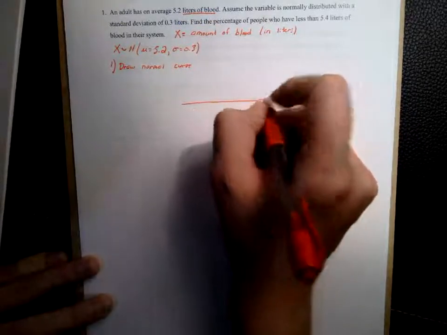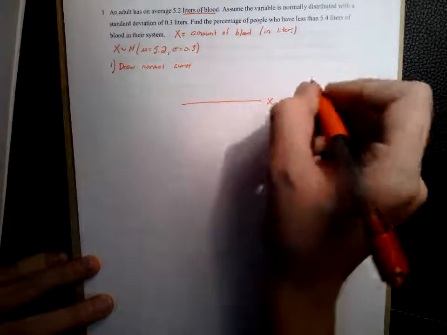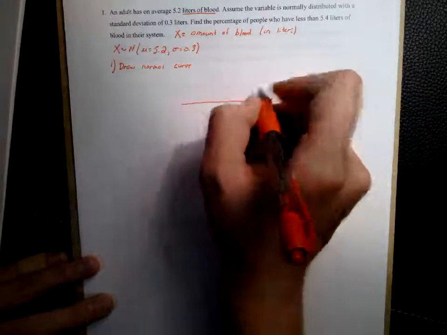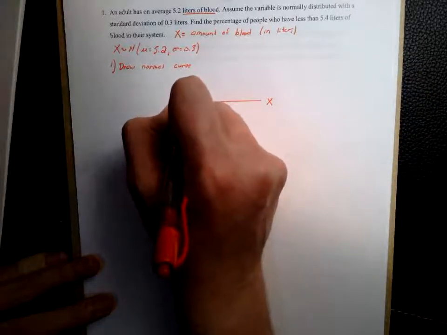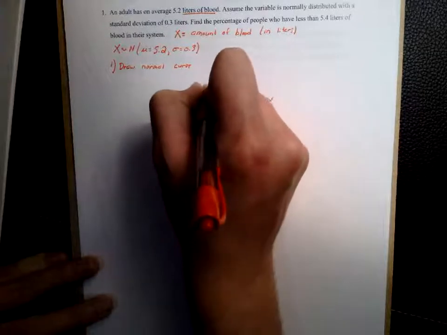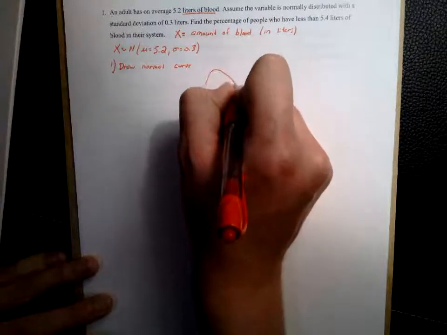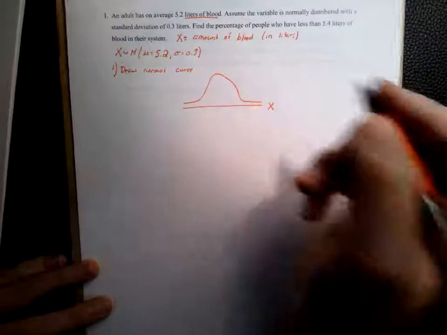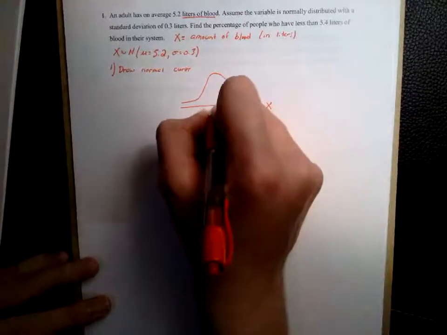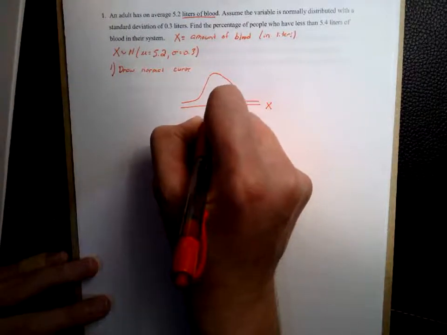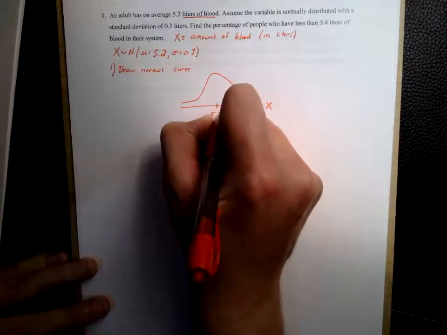So our normal curve looks like this. We have the x-axis, which is the possible outcomes we could have for the amount of blood, and then we're going to draw the normal curve on that. That was not very good, but it's okay. And here in the center, we have the mean, which is 5.2.